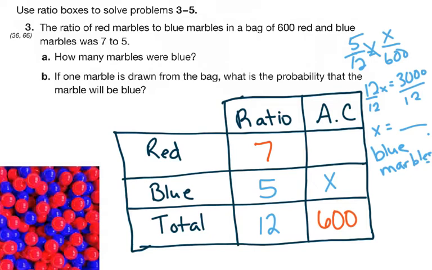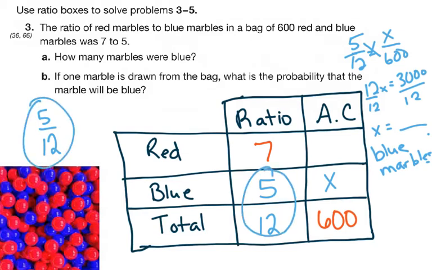And then B, if one marble is drawn from the bag, what is the probability the marble will be blue? Well, how many total marbles in our ratio do we have? Good, we have 12 total marbles in our ratio. And then we have 5 blue marbles. So for our final answer for the probability, instead of doing our answer over 600, we can just use our ratio for the probability, which is 5/12.